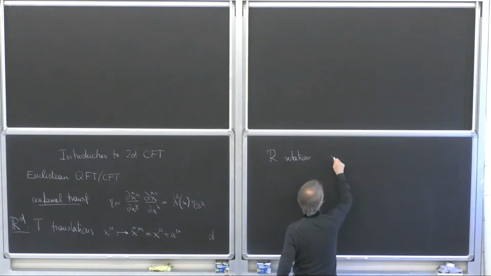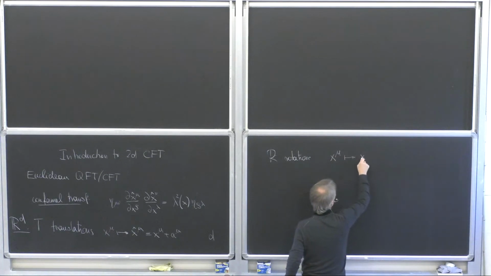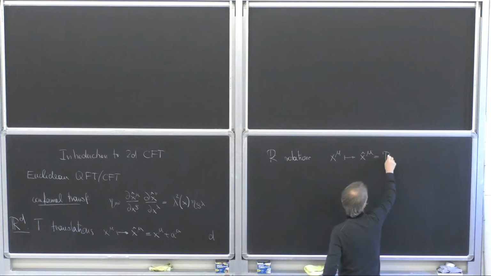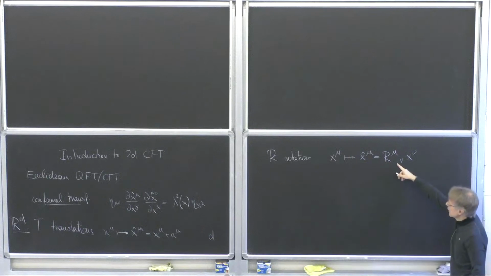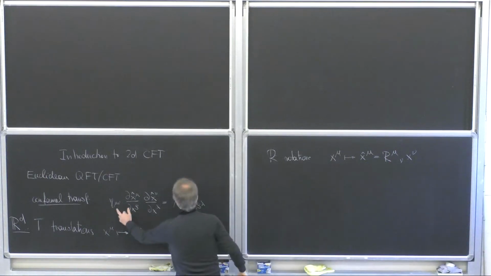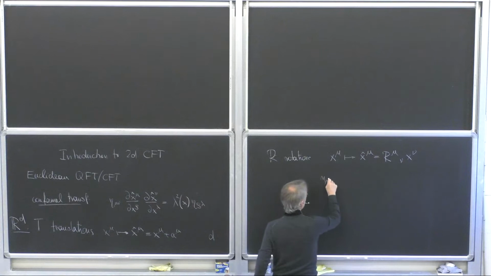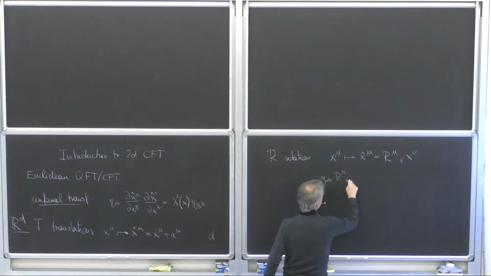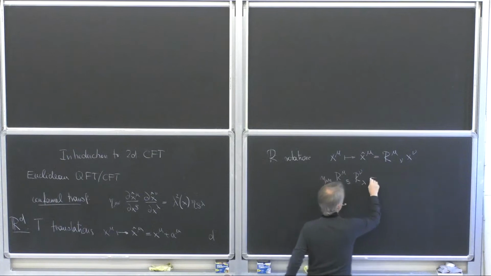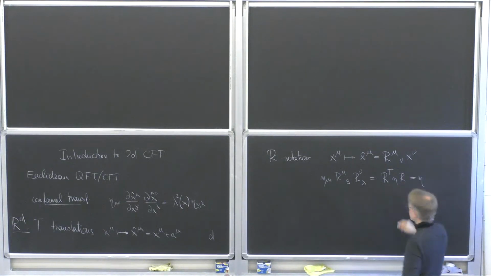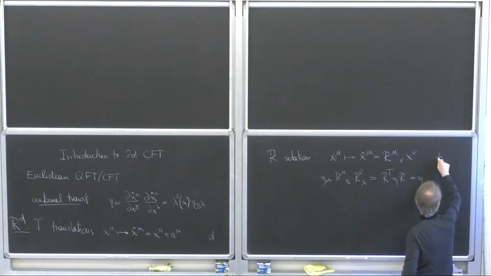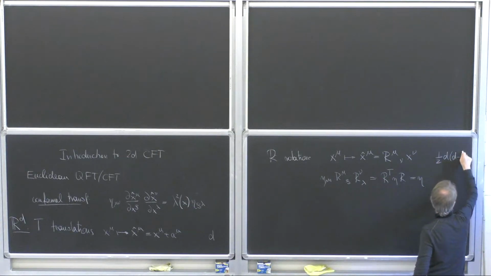So in this language, this would be x mu goes to x hat mu, and x hat mu would be some rotation matrix R mu nu times x nu, and the condition would simply be that eta mu nu, R mu rho, R nu lambda, and what this means, if you think about this in terms of matrices, is R transpose eta R, and in order for that to be eta, that's the orthogonal group. So there will be a half D times (D minus 1) such transformations.